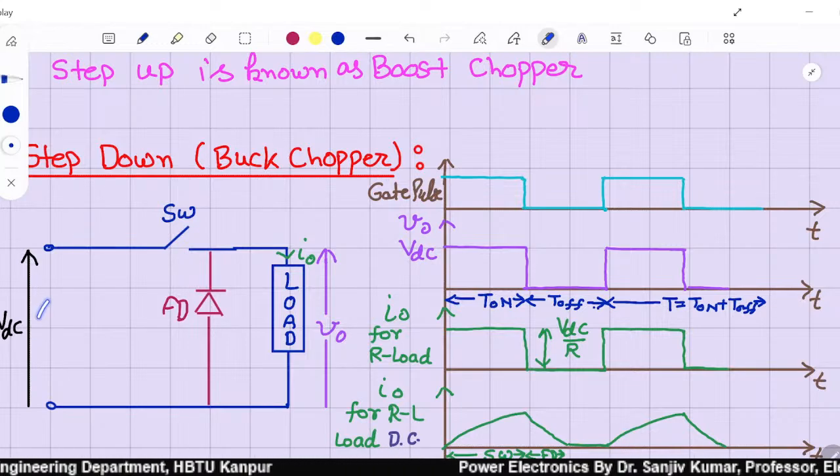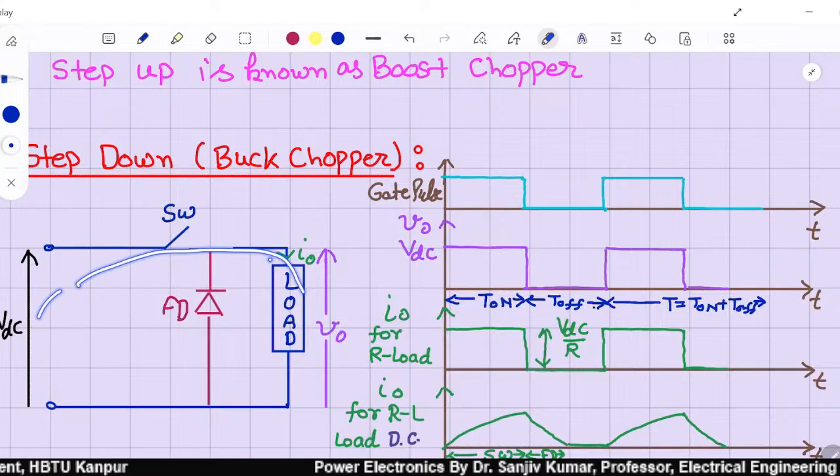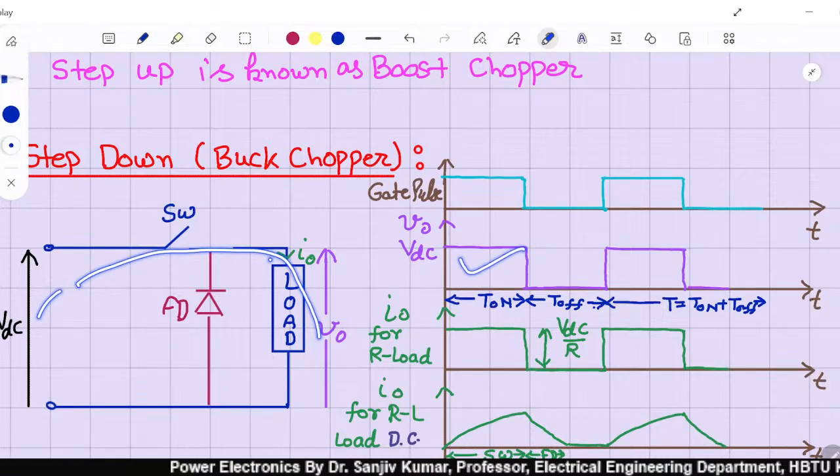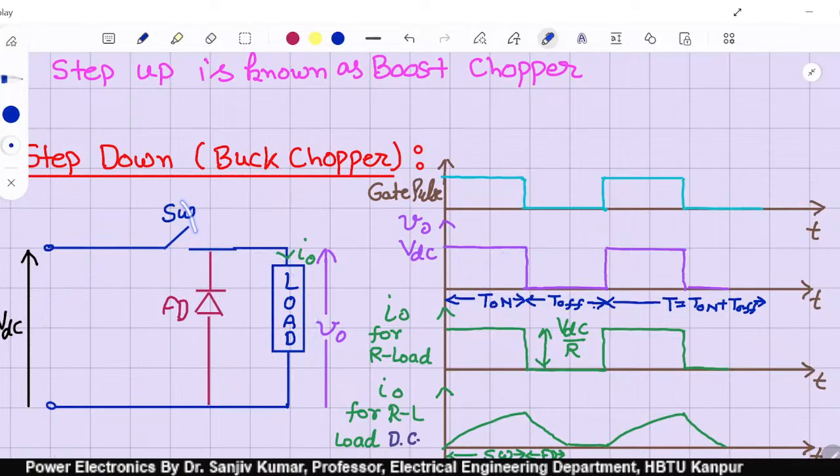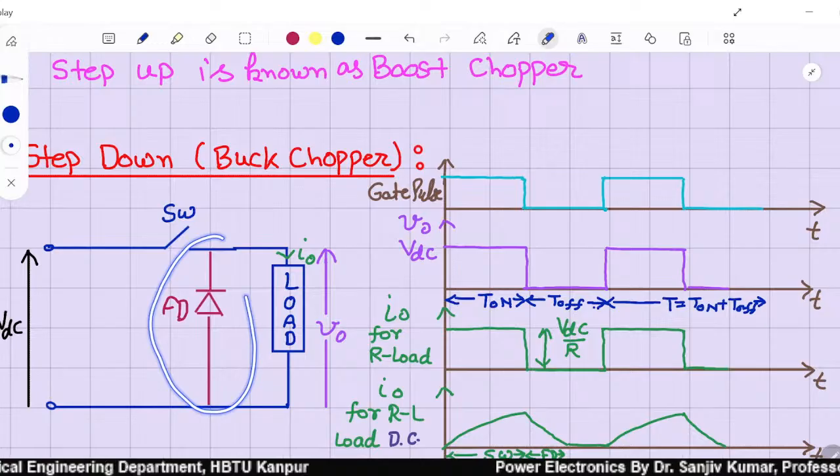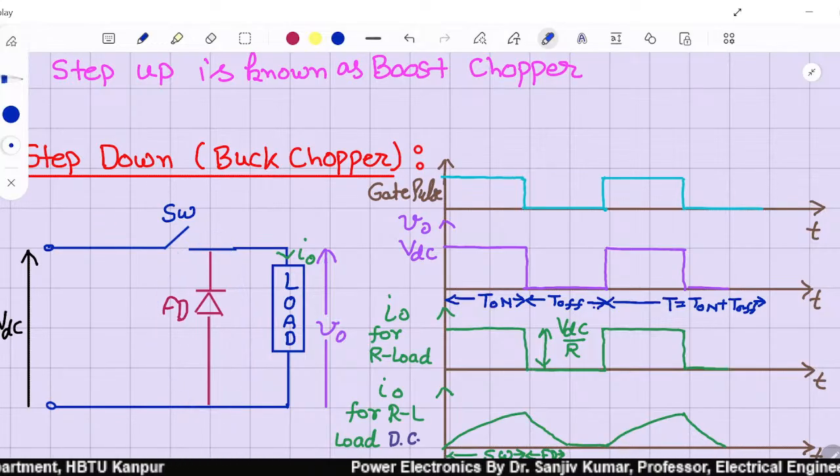voltage would appear at the output as VDC. And when this switch is off, the output is 0. Why is it 0? Because we have connected one freewheeling diode. If it is a resistive load, the current gets 0, so the output voltage is 0.